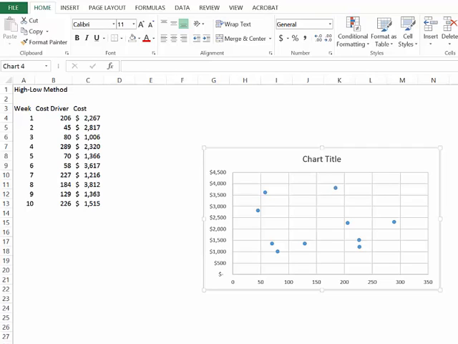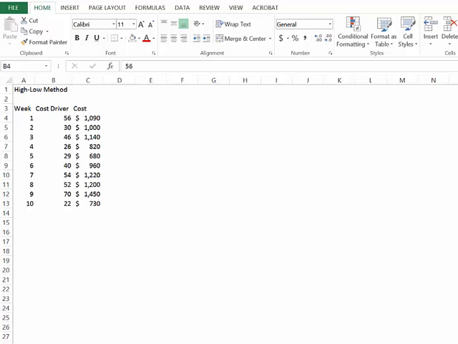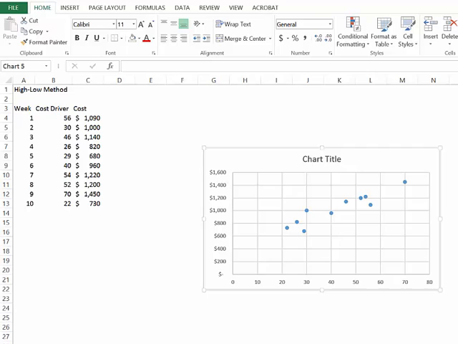Okay, let's look at another set of data. We still have 10 observations. We have our cost drivers and we have our costs. And so let's do that scatter plot again. This looks a lot better. That looks like there is a linear relationship. So we're going to look at this and try to solve the equation.